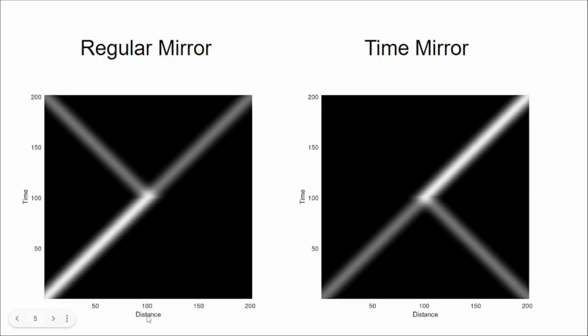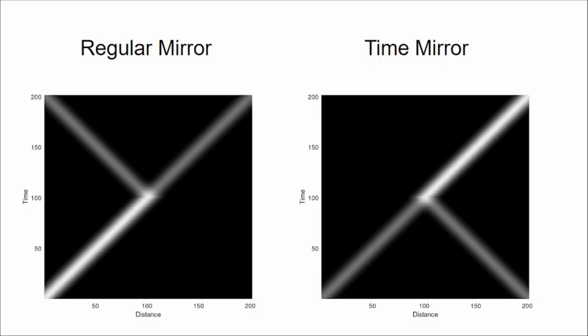Take the label on the horizontal axis, which was distance, and drag it over to the vertical axis. Then, take the label on the vertical axis, which was time, and drag it over to the horizontal axis. This will result in the graph on the right, which is a solution for a time mirror, and also a solution to the wave equation. Now, let's inspect a solution to a time mirror.